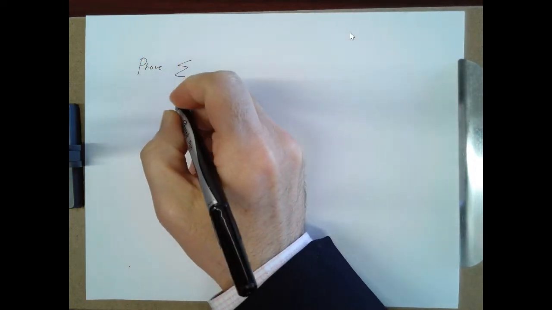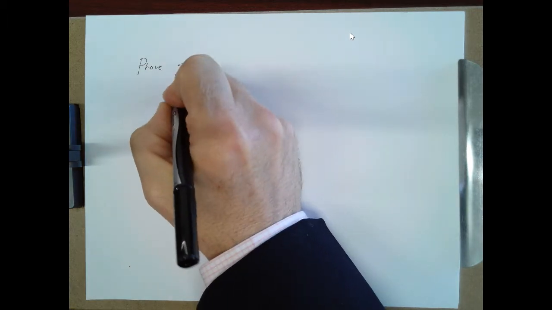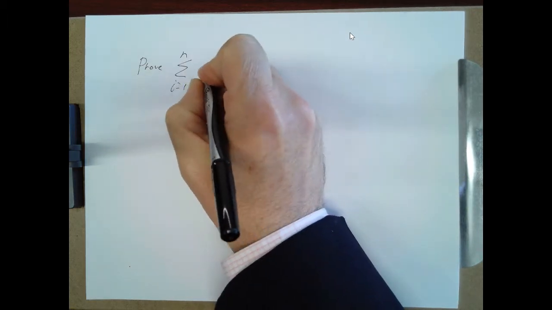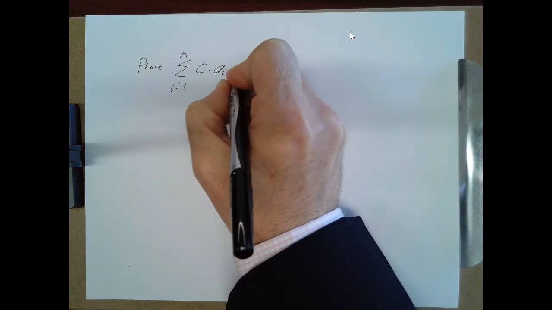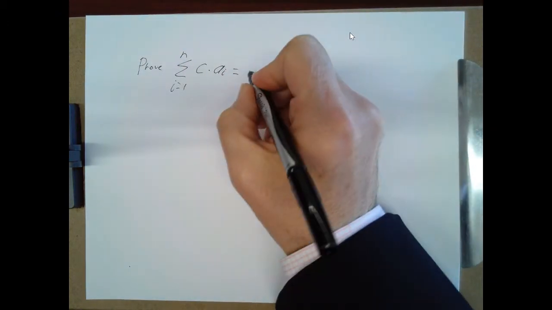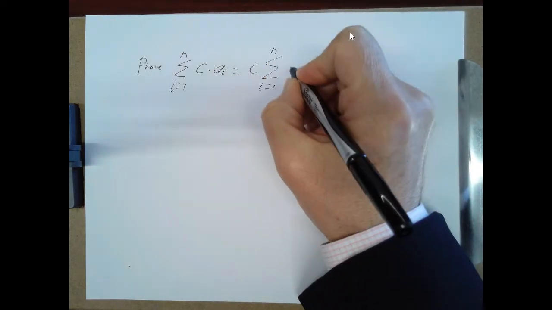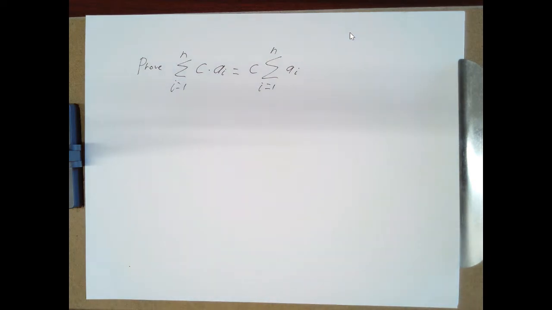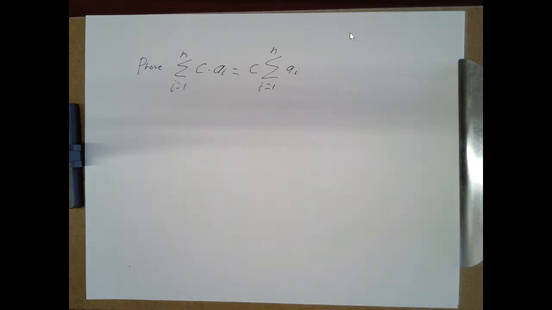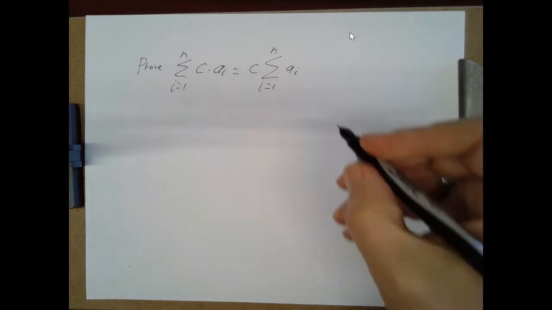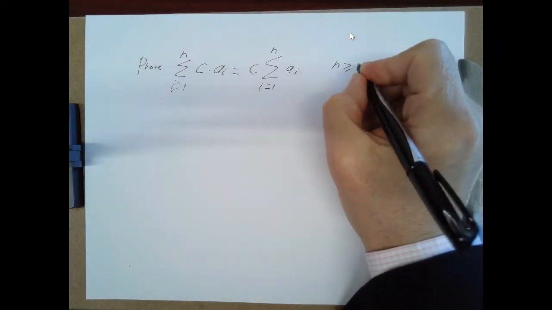So let's prove the sum from i equals 1 to n of some constant c times whatever a sub i is the same as pulling that constant outside and summing the a sub i's. And you did a less formal version of this in another homework set, right? And this is for n bigger than or equal to 1.